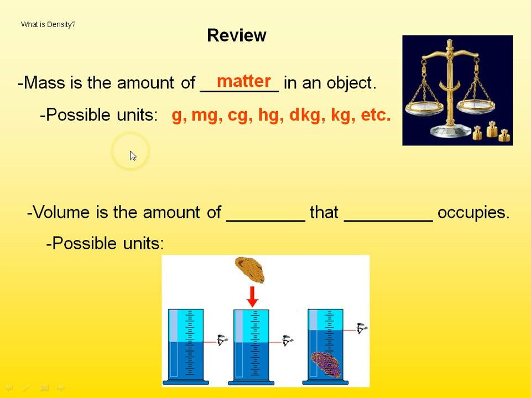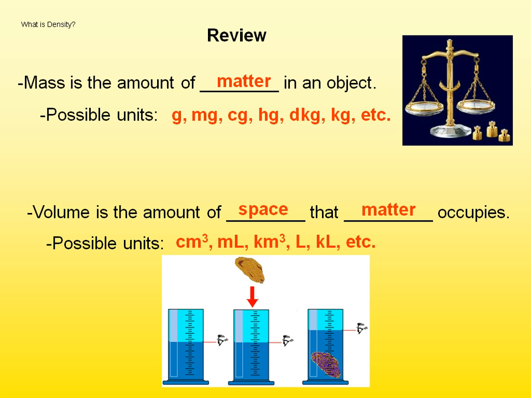And volume is the amount of space that matter occupies. And possible units for volume could be, remember, for a solid object, it could be centimeters cubed, it could be milliliters, it could be kilometers cubed, liters, kiloliters, etc. And remember, 1 milliliter is equal to 1 centimeter cubed.